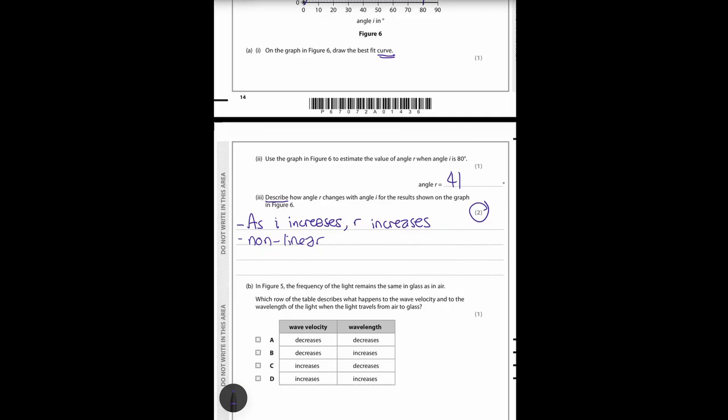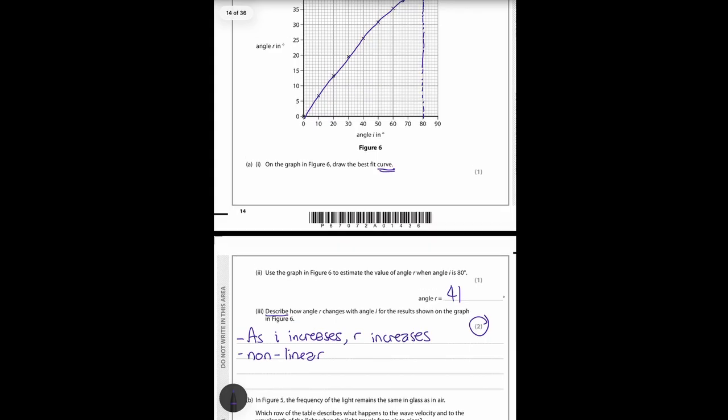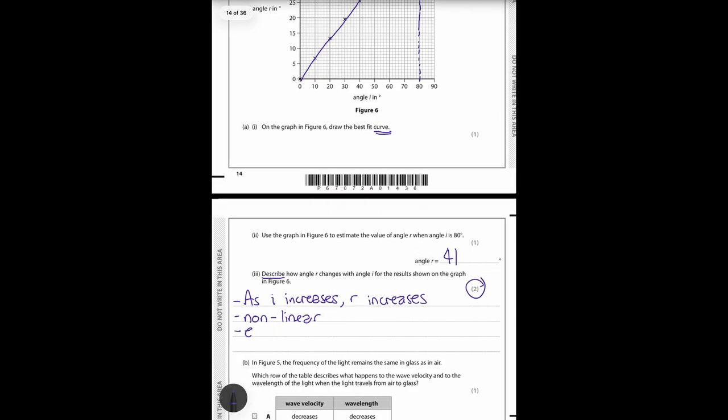And then this is a 2-mark question, so I'm pretty happy that I've got 2 marks from there. But just in case I'm not getting the marks for this part, the other thing that I should always be doing with graph questions is make sure that I'm giving numbers. So I'll say, for example, when I was 10, R was 8. So that's 1 point that I've taken over here.